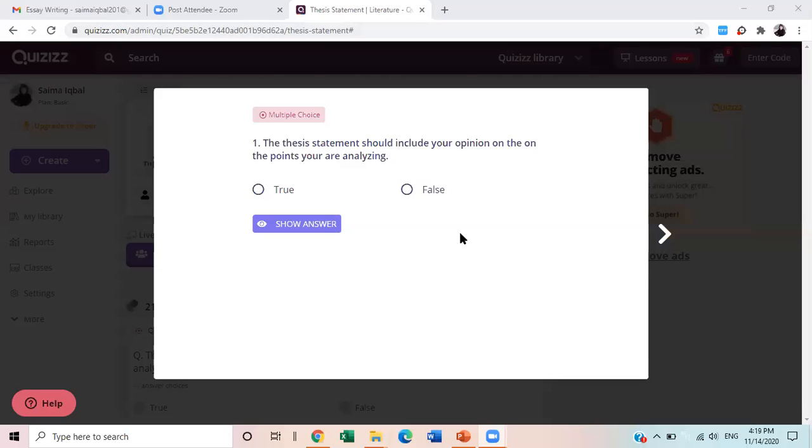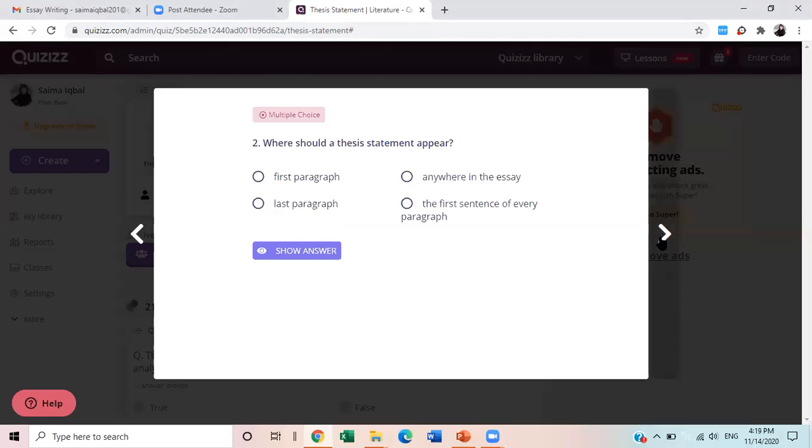Okay. So the thesis statement should include your opinion on the point you're analyzing. You said it is true. Yes, true. Well done. Now, next question. Where should a thesis statement appear? There are four options: first paragraph, last paragraph, anywhere in the essay, the first sentence of every paragraph. Tell me, you write in the chat box. Do you think the thesis statement should appear in the first paragraph? Ariba is saying the first paragraph. All right. Yes, excellent, excellent.